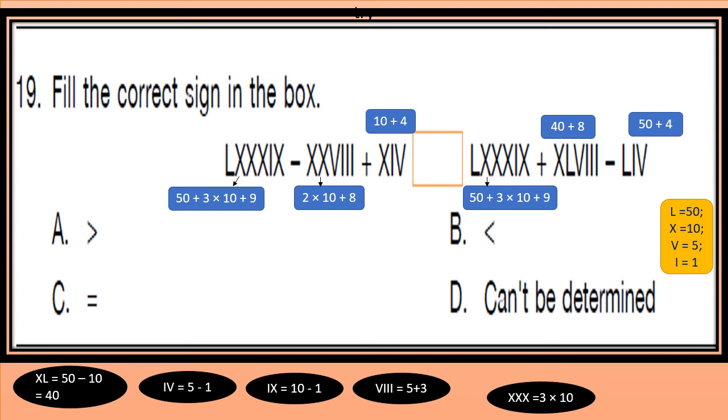If I is on the right side, it will be added to 10. So next is XX, VII. So XX is 2 into 10, 20. Now V is 5. Now I is 1 plus 1 plus 1, 3. So 5 plus 3 is 8. So all calculations are given in the downward direction. You can check out that.